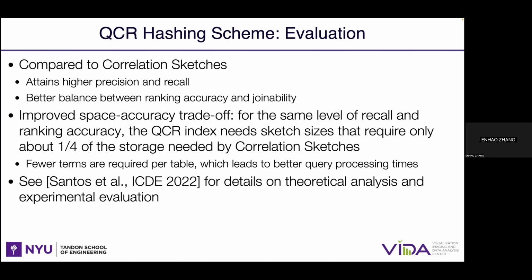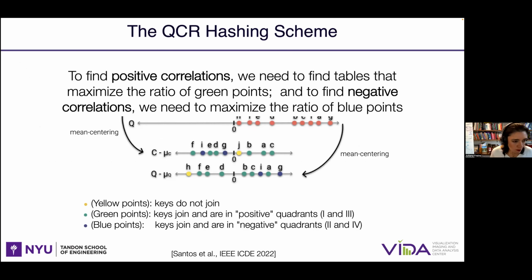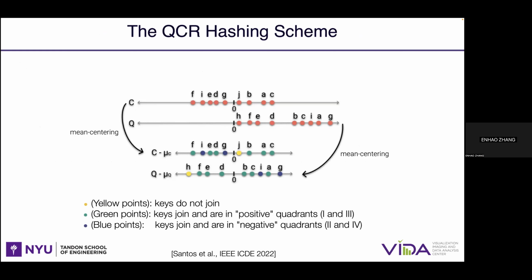Because I think I got confused. Can you go back one slide? Mm-hmm. Sorry, I think I got confused about the quadrants and the joinability. So in this example, you have the two tables C and Q, and then the position on the axis represents the actual value of the correlated columns that you care about, right? Is that right?